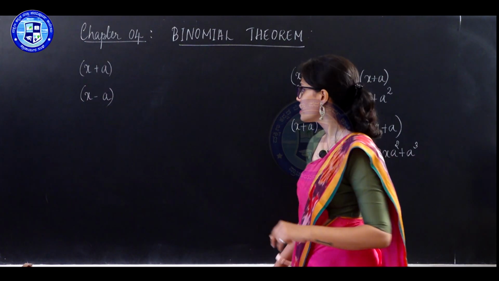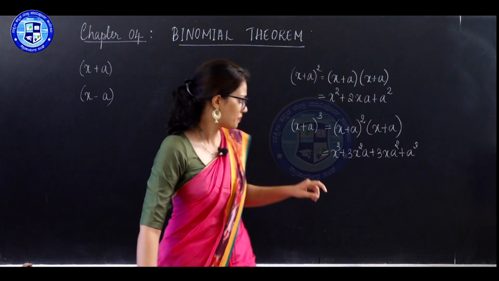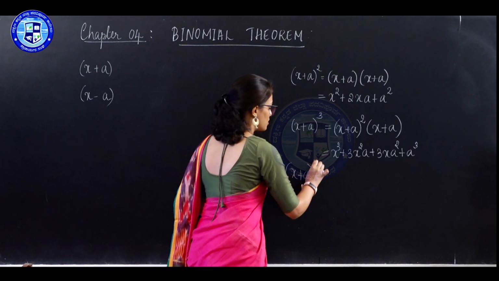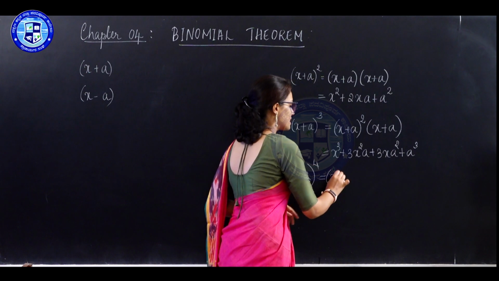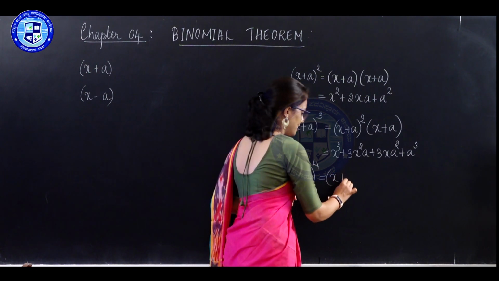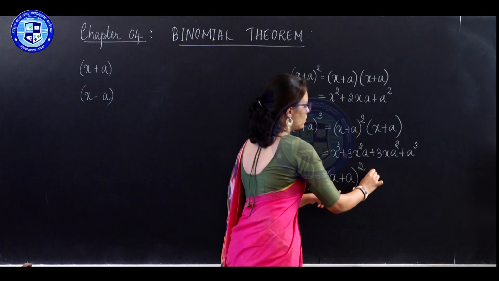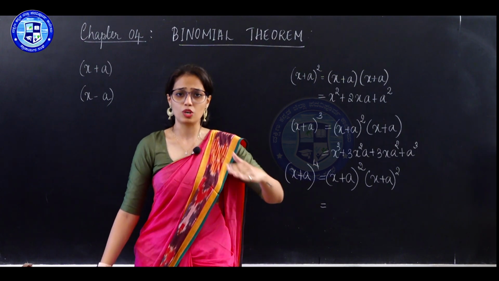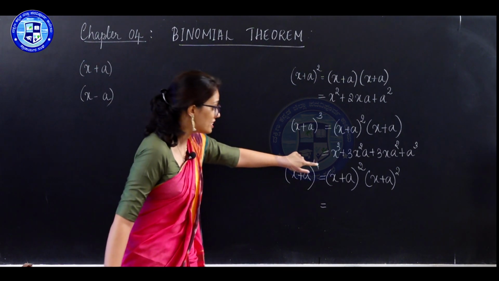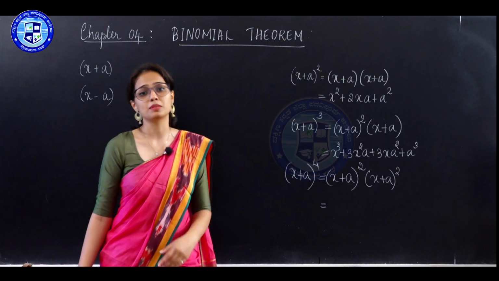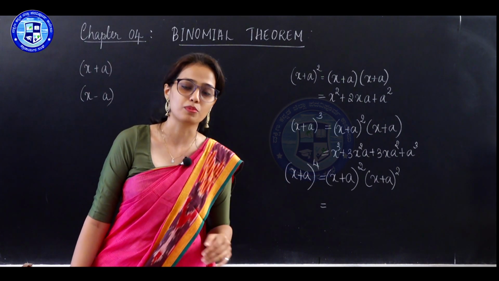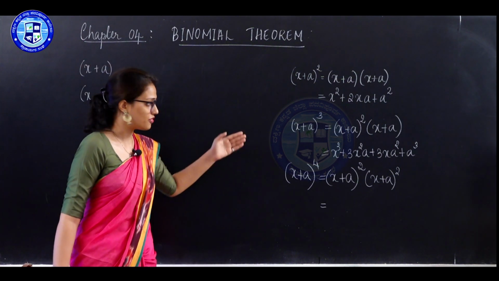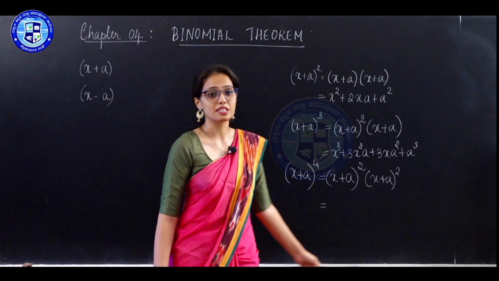Now, what happens if I increase the number, increase the index over here? So, if I increase it, say x plus a to the power 4, I know I have to multiply this x plus a 4 times. So, I can write x plus a the whole square into x plus a the whole square, and I can write the formula. But if I go on increasing the value of this power, then repeated multiplication becomes a very, very lengthy process, and it is a tedious job to find out the expansion using the repeated multiplication.